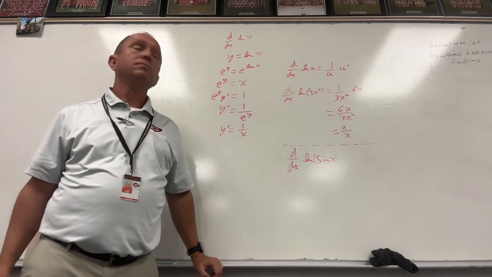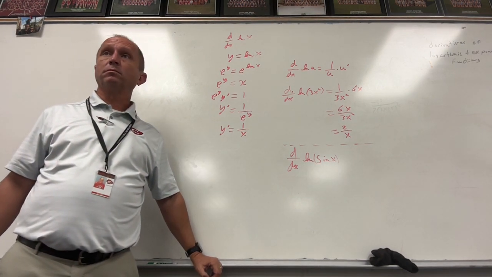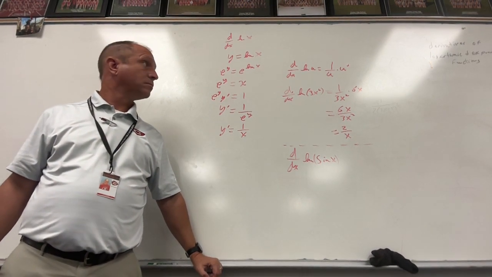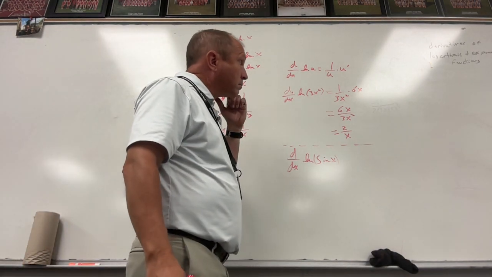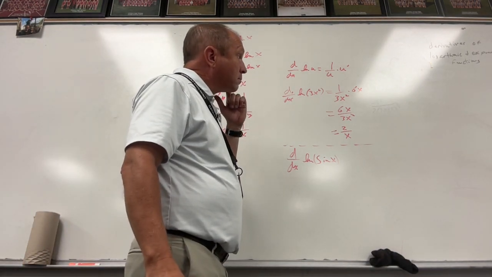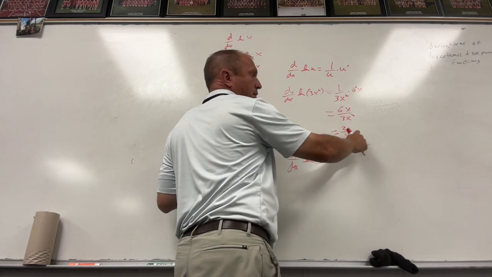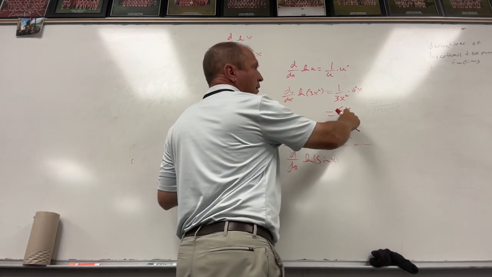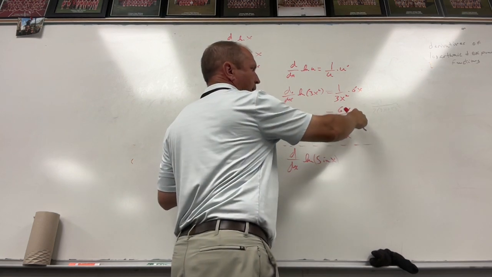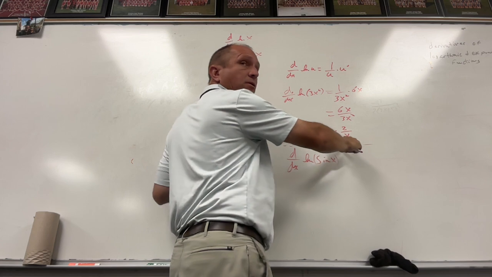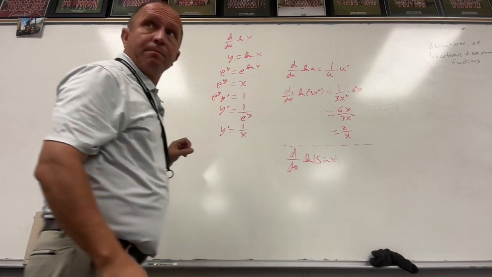What happened to this? From here to here? Yeah, the second one. 6 over 3 is 2, and x squared divided by x is x to the negative first, which just puts it in the denominator. You good? Yeah. Okay.